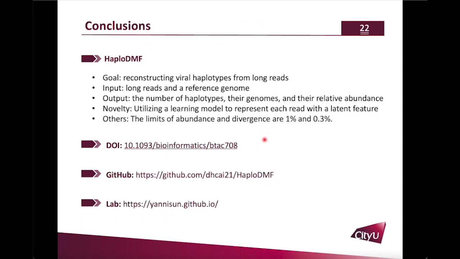In conclusion, we developed a tool called HaploDMF to reconstruct multiple haplotypes from long reads. It takes reads and a reference genome as input and outputs the genomes together with the abundance of haplotypes. Our work was published at Bioinformatics, and the tool can be downloaded on my GitHub page.